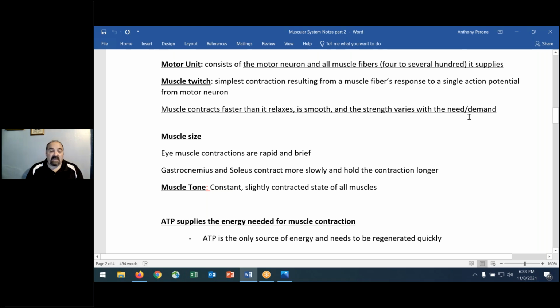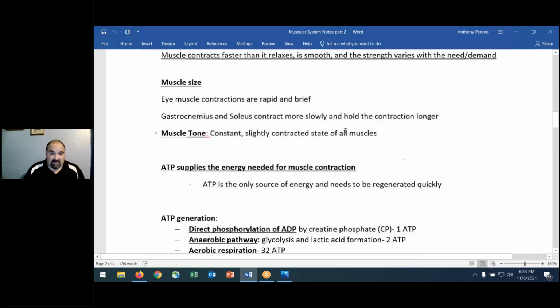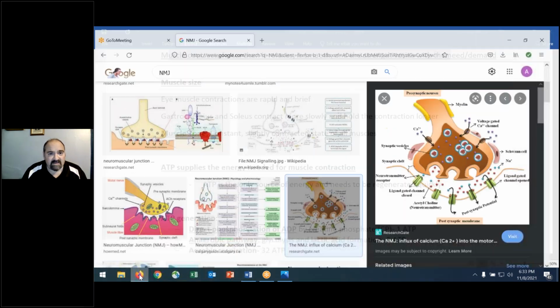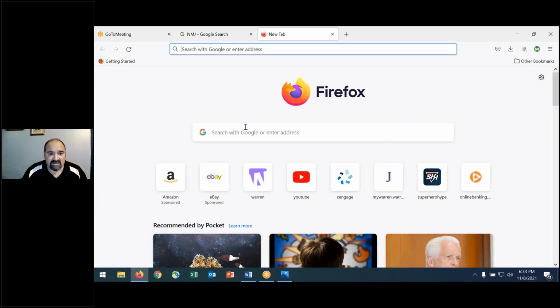Okay, now interesting here, eye muscle contractions are rapid and brief. So pretty cool, folks, when you think about it. Let's get an image here. I don't want to just talk about it. Let's look at an image.